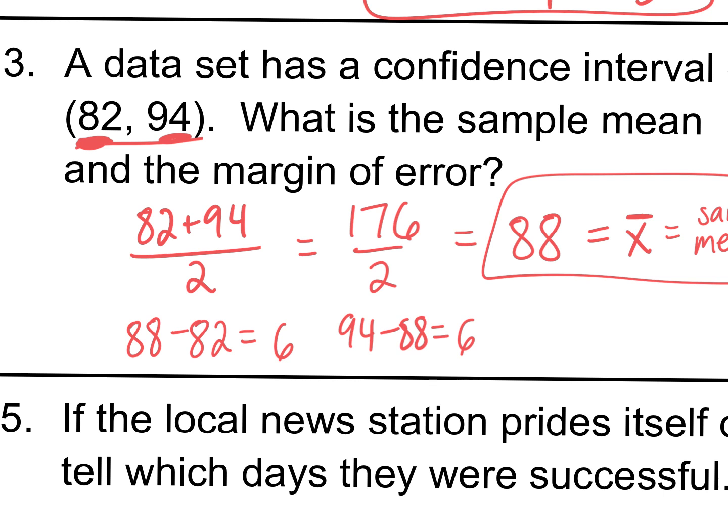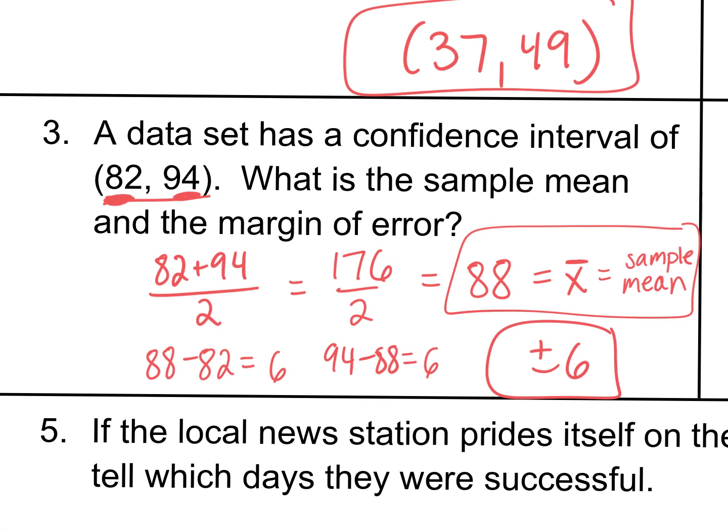So in that case, since it's two numbers, it's going to be the middle of them, okay? I would subtract 6 from 88 to get 82. I would add 6 to 88 to get 94. Does that make sense? So plus or minus 6 is what I need to see for your margin of error. So sample mean is 88. Plus or minus 6 is my margin of error. Does that make sense? We all see how we got that? Just going backwards. Okay? All right.